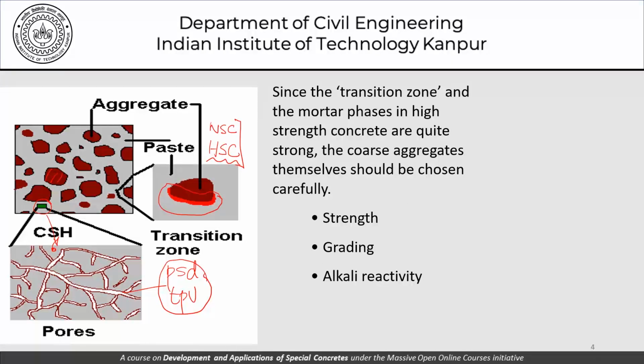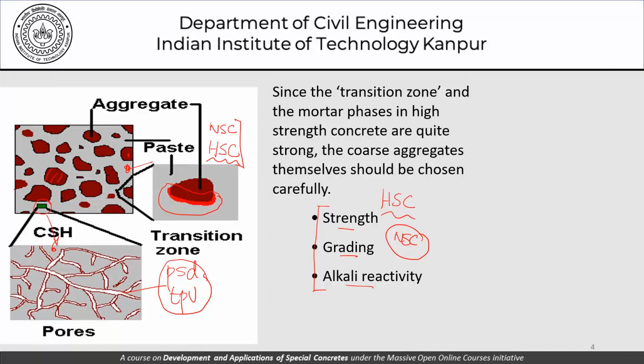Since the transition zone and the mortar phases in high strength concrete are quite strong, the coarse aggregates themselves should be chosen carefully in terms of strength, grading, and alkali reactivity. We have to be more careful when choosing aggregates for high strength concrete than in the case of normal strength concrete. In normal strength concrete, this phase here is much weaker than the aggregate phase, and therefore when we talked of the two-phase model or the three-phase model, we could almost identify very clearly which is the weakest link.